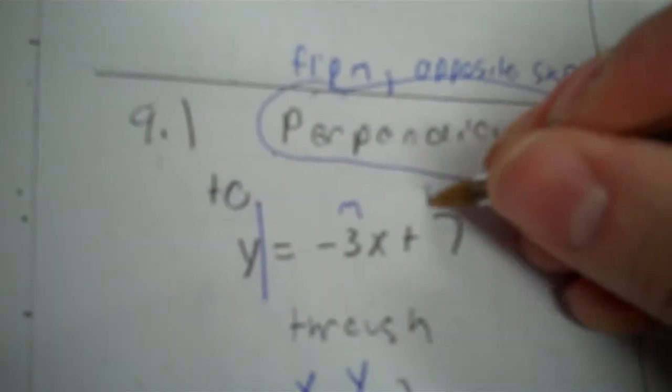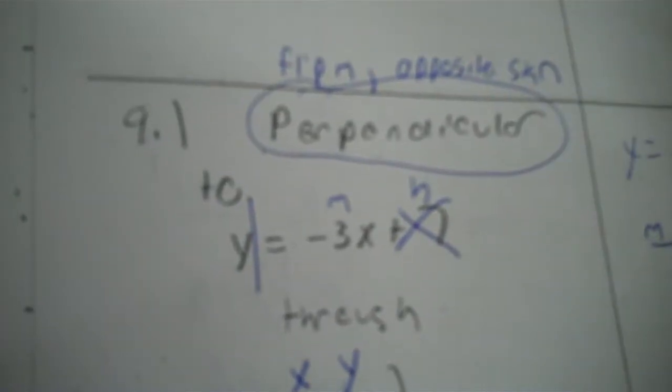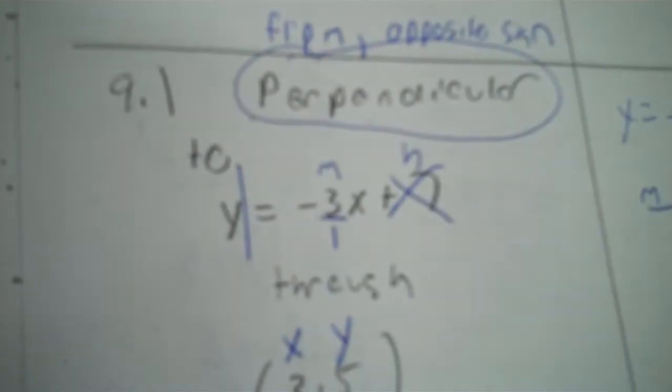So m and b. Now, I don't care about the plus 7. Remember, we have to flip m. Well, first I make it a fraction and flip it, so it becomes 1 over 3. And since we have a negative here, my m has to be positive. So 1/3 is my slope.